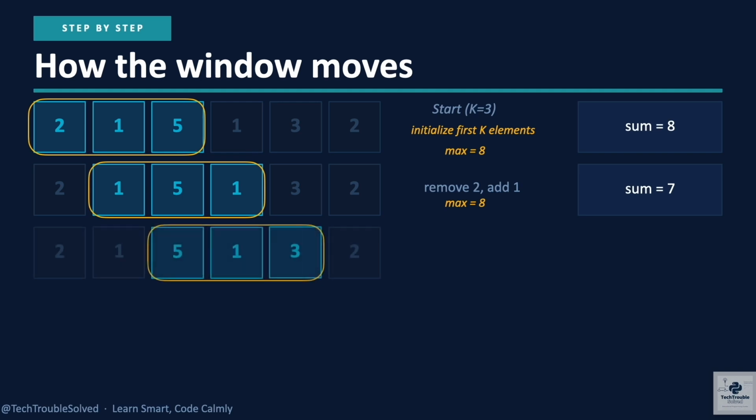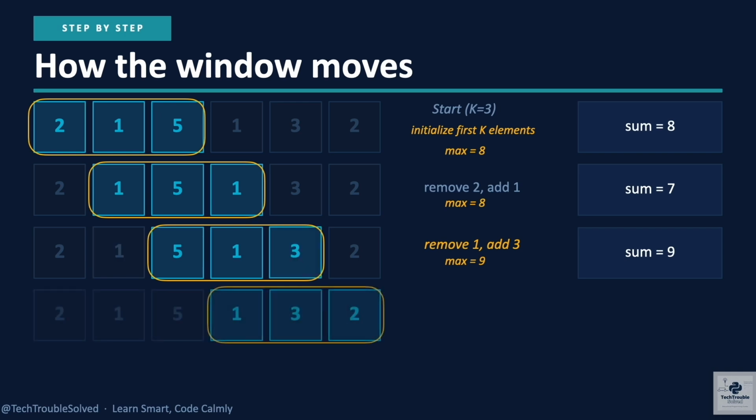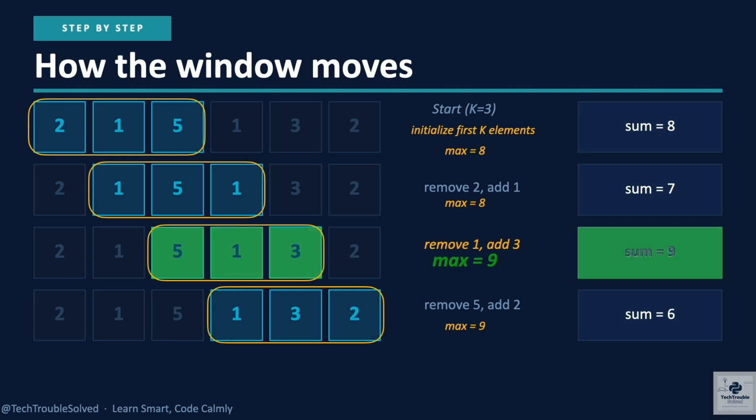Step 3. Slide again. Remove element at index 1 which is 1. Add element at index 4 which is 3. New sum equals 7 minus 1 plus 3 which is 9. 9 is greater than 8. New maximum. So max is now 9. Step 4. Last slide. Remove element at index 2 which is 5. Add element at index 5 which is 2. New sum equals 9 minus 5 plus 2 which is 6. 6 is less than 9. So max stays at 9. We are done. Answer is 9.